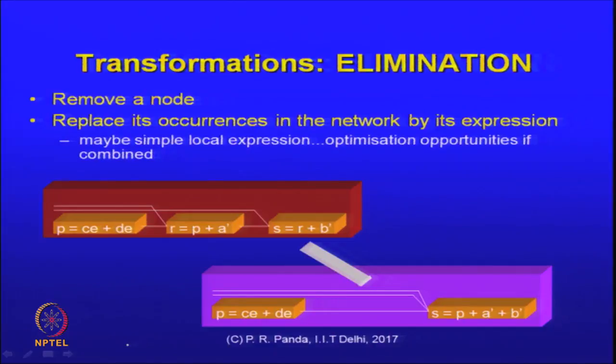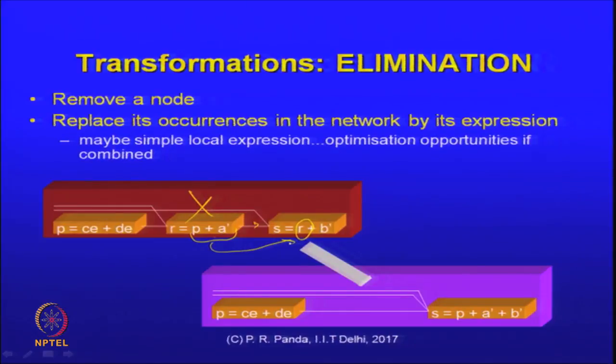The one called elimination, in which we just remove a node. Removing a node means replacing its occurrences in the network by the expression that corresponds to that function. So, the idea is to remove that node from the graph. If I remove that node, then that output is being used here, so I need to replace the r by whatever was the function that corresponds to r.